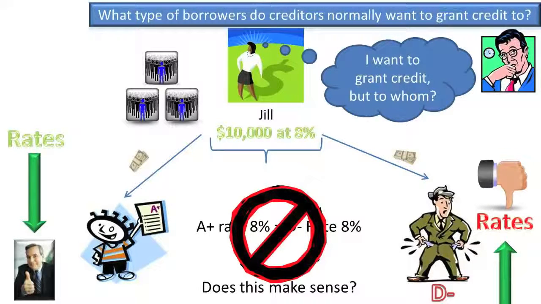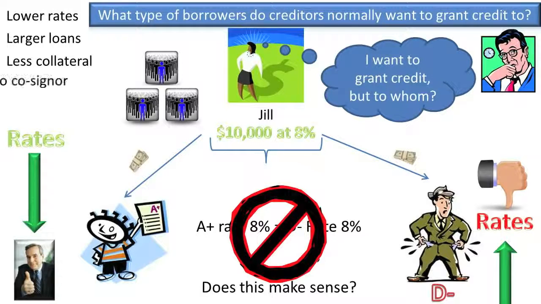In addition to charging A+ borrowers lower rates, lenders compete for A+ borrowers in other ways, such as lending them larger amounts, requiring less or no collateral, and not requiring any co-signers. At a minimum, it is likely that lending competition would result in A+ borrowers paying lower interest rates and D- borrowers paying higher interest rates. That is why companies with good credit ratings and individuals with good credit scores have lower debt financing costs than those with poor credit ratings and poor credit scores.